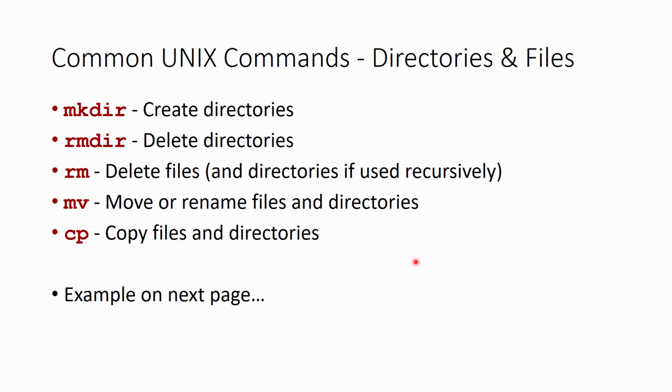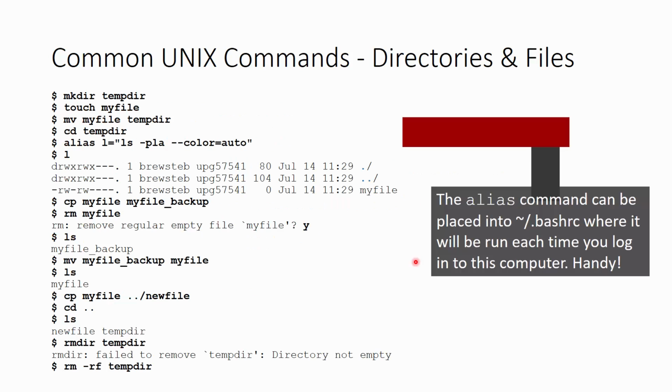Some of these other commands: mkdir for creating directories, rmdir for deleting directories. rm is for deleting individual files, and is also, confusingly, the tool that you would use to delete directories if you run rm in its recursive mode. mv is for moving and renaming files and directories, cp for copying. Let's look at some examples of this stuff.